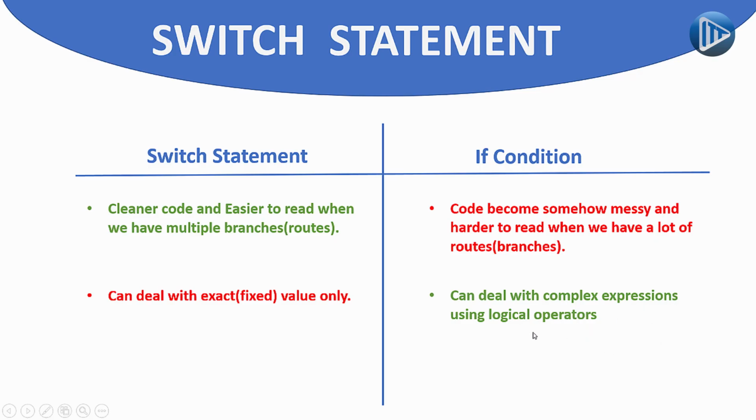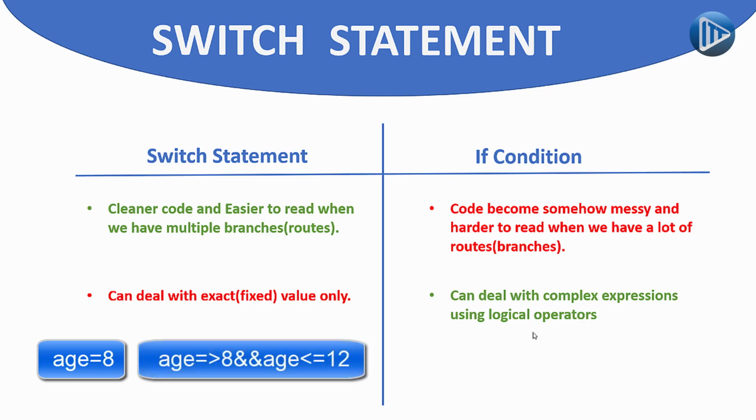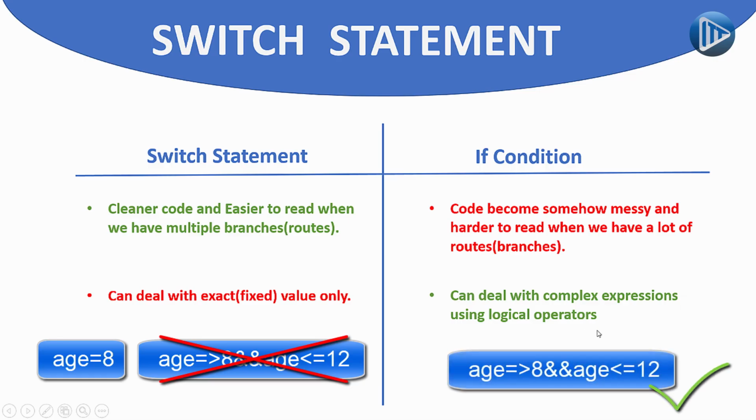So it can only deal with exact or fixed values, but the if condition can deal with complex expressions using logical operators. What I mean is that in a switch statement, we can only check a specific exact number, like is the number stored in a variable equal to 1 or 7 or 8, but it cannot check a range, like is the number stored inside the variable bigger than 7 or bigger than 8 or between 8 and 12. But the if condition can let us do that using the bigger sign or less sign and using the AND operator. So that's the main difference between the switch statement and the if condition.